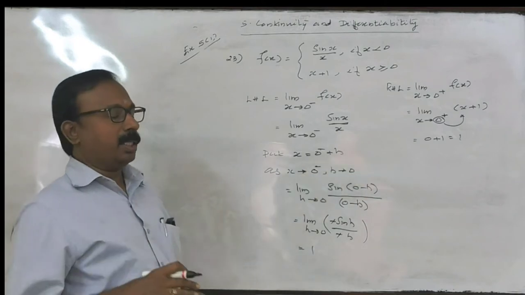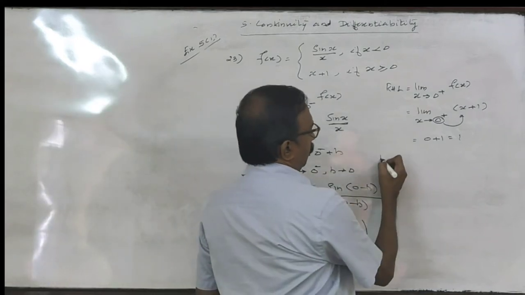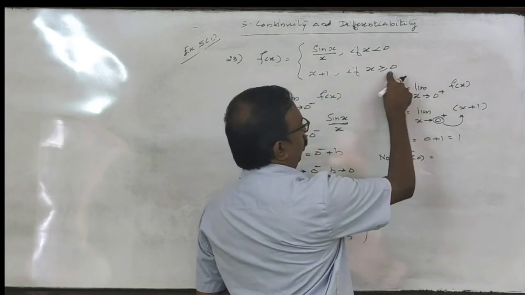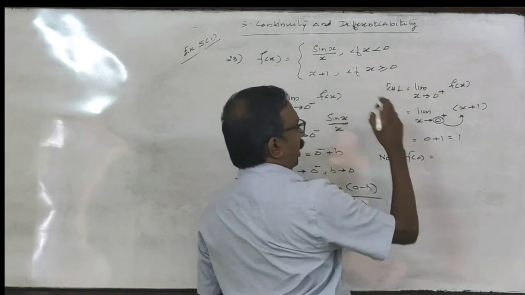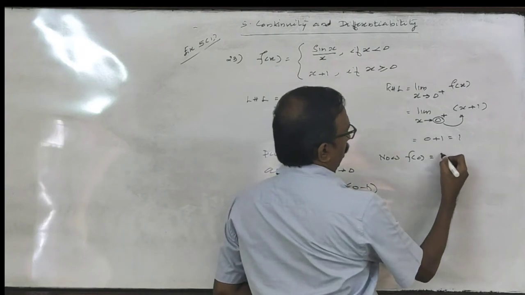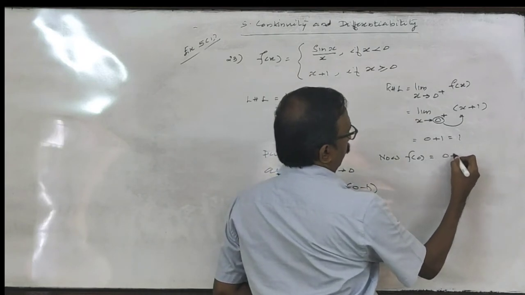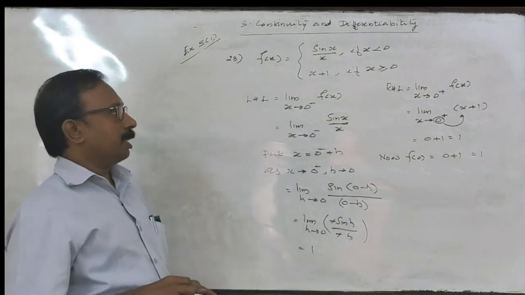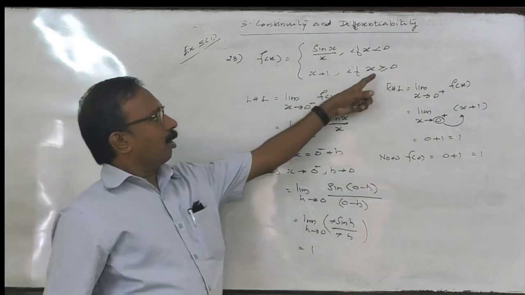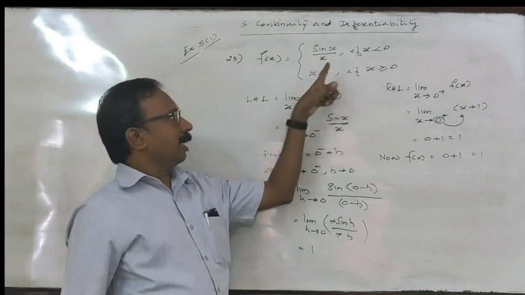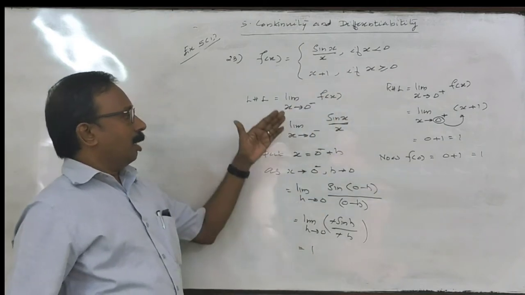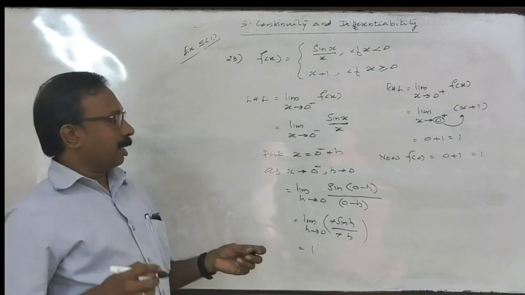Now we have to find f of 0. Now f of 0 is equal to, when x is equal to 0, the function is again x plus 1. 0 plus 1, so 1. The function value of x plus 1 at x equal to 0 is 0 plus 1, which is 1. The function is continuous at x is equal to 0.